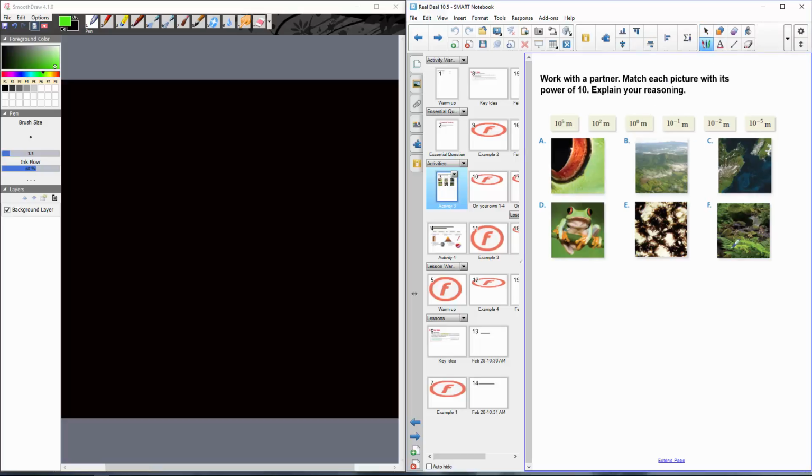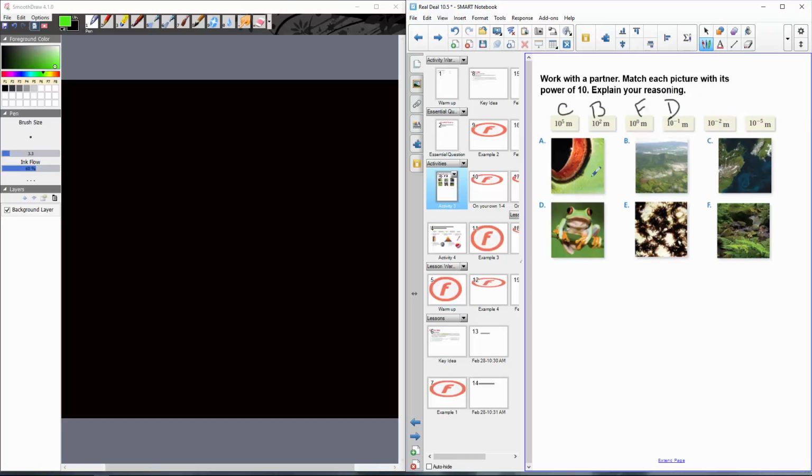So 10 to the fifth is going to be, I'll just put down C. 10 to the second would be the next largest thing, which would be letter B. 10 to the 0 would be this right here, which would be the forest floor, so F. 10 to the negative 1, which is like 1 over 10, would be the frog, so that'd be D.